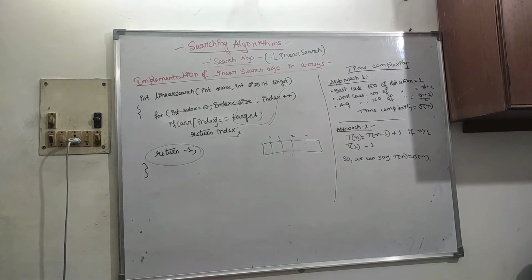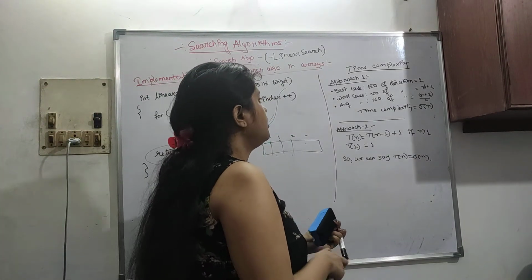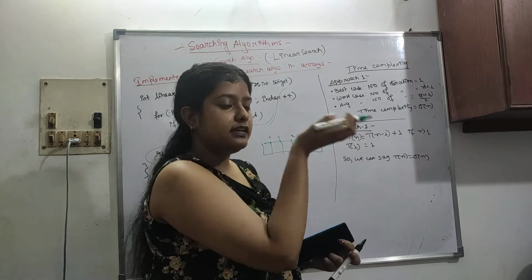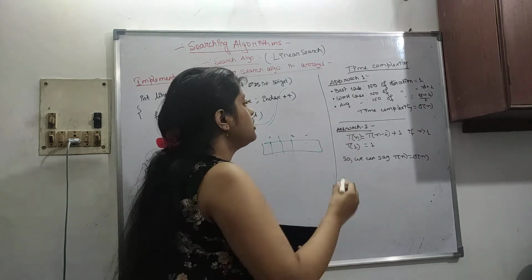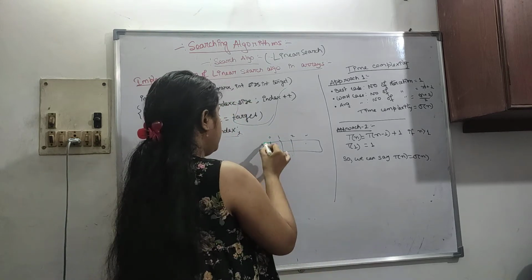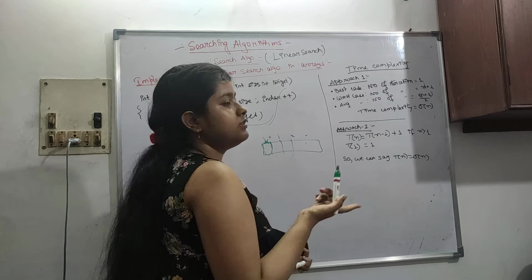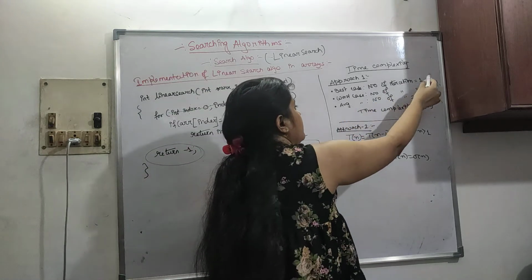So now let's focus on time complexity. Okay, this is our time complexity for approach 1: best case, worst case and average case. In the best case the number of iterations is just 1. We start from index 0 and find the target value, so in just one iteration we find it.